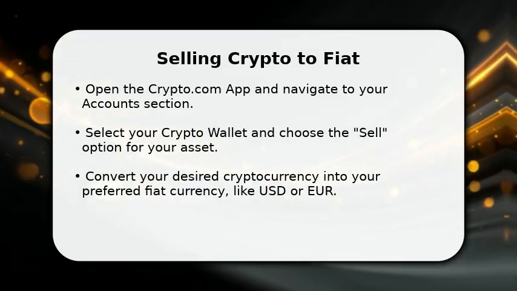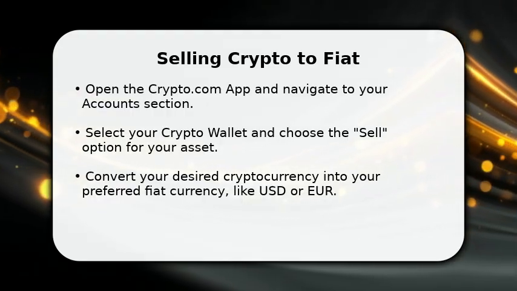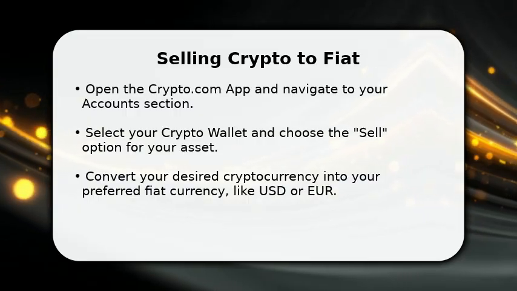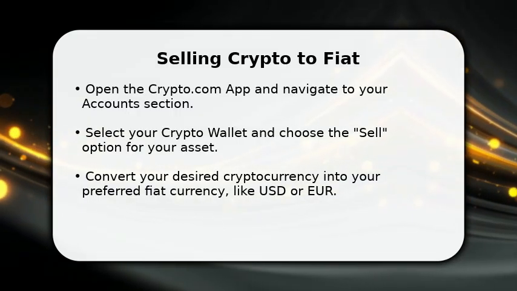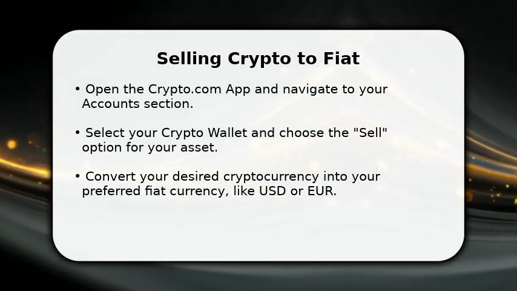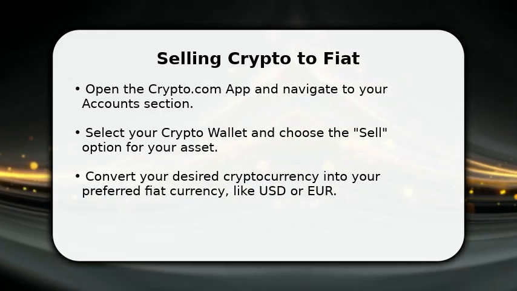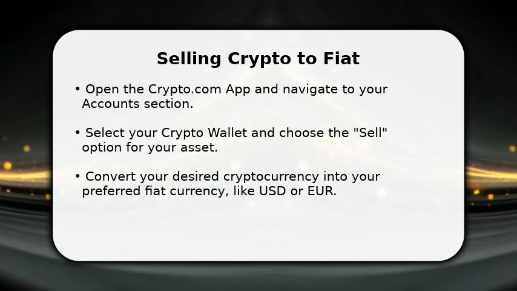First, open your crypto.com app and head to the Accounts tab. From there, select your crypto wallet. You'll then choose the cryptocurrency you wish to sell. Make sure to select the Sell option and convert your crypto into your desired fiat currency, such as US dollars or euros. This step is essential before you can transfer funds to your bank account.